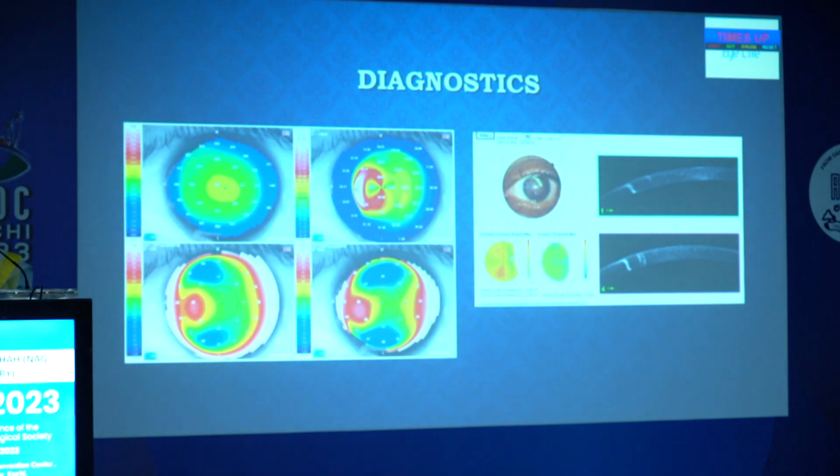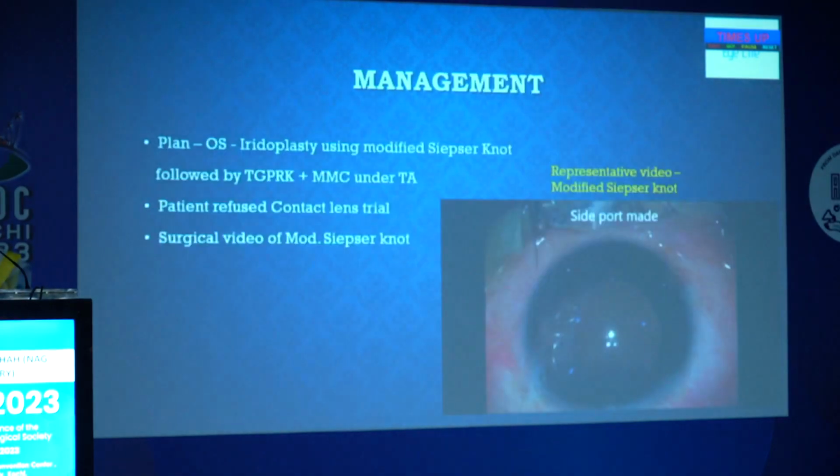So this is the photograph. This is the serious topography, and you can see the localized area of steepening over the area where the corneal tear was. So what we planned was iridoplasty using the modified Siepser sliding knot, followed by PRK.